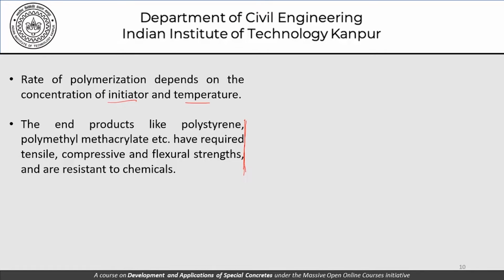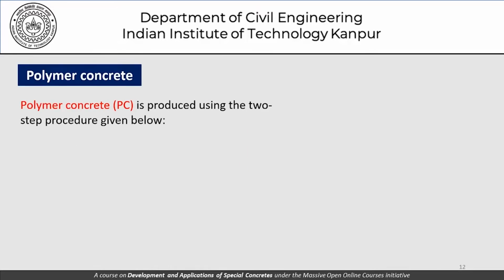Now moving forward, let's talk of polymer concrete. The last few slides just gave you a bird's eye view of what polymerization is, and we will go back to something which as engineers we are more interested, that is polymer concrete. A polymer concrete, PC, is produced using a two-step procedure given below.